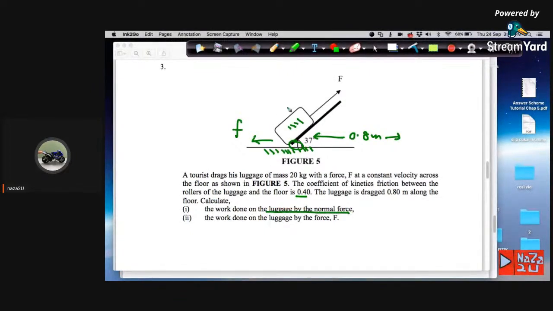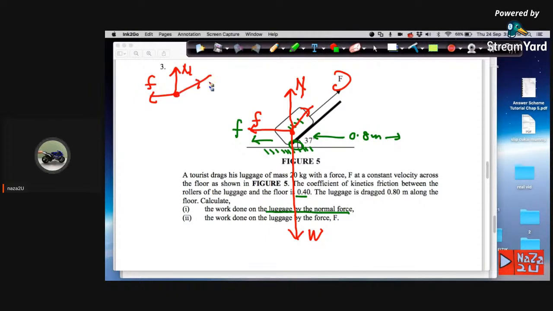So if you draw the free body diagram, we have a normal force here and we have the force F, and we have a big force ke bawah, W, and we have a friction force ke sana. So if you draw the free body diagram, we have normal force, we have a frictional force, we have external force F, and we have the weight. This is the free body diagram.